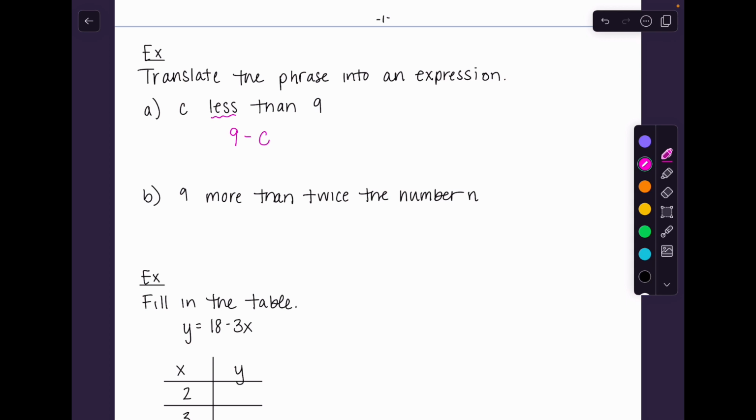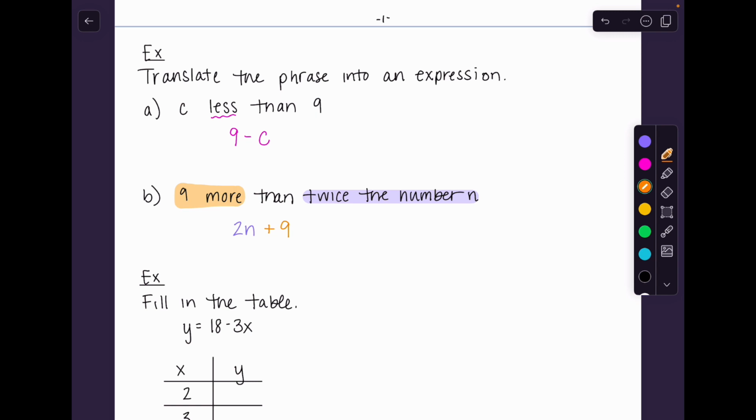In this next one, we want 9 more than twice the number n. So starting with this, twice the number n would just be represented by 2n. You double it, okay? Then I want to do 9 more than that. So once I've doubled the number, I need to add 9 to it. 9 more than twice n.